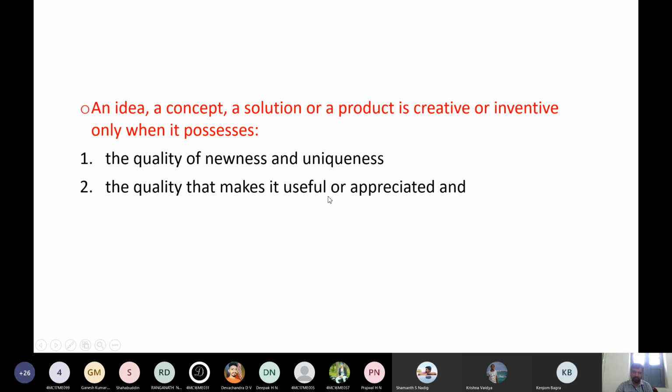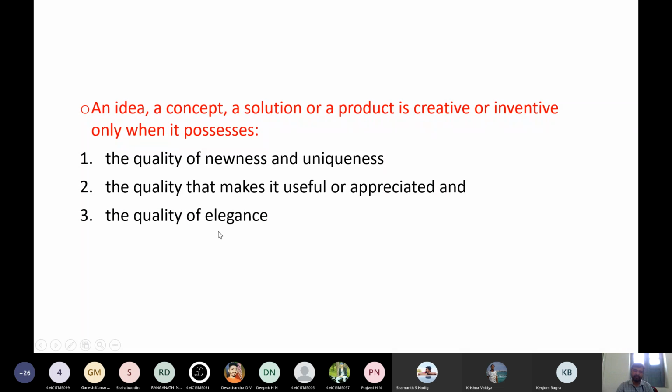Quality that makes it useful or appreciated. For a designer of engineering products, people will appreciate only when, if the management of the company has to appreciate your design work, then they will think it is possible to get more profit out of your design concept. If they are able to get more profit, they will appreciate your work. Otherwise they don't recognize your work at all. So that is the problem with engineering design.